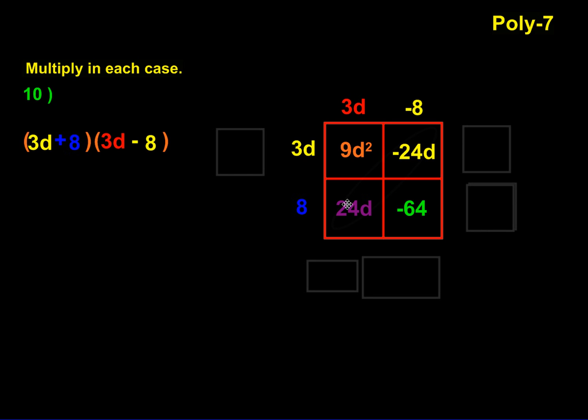So, looking for terms that are alike, I have a -24d and a +24d, which I recognize do cancel out. So those are gone, and I'm left with a 9d to the second, which is the largest term but can't be combined, and a -64.